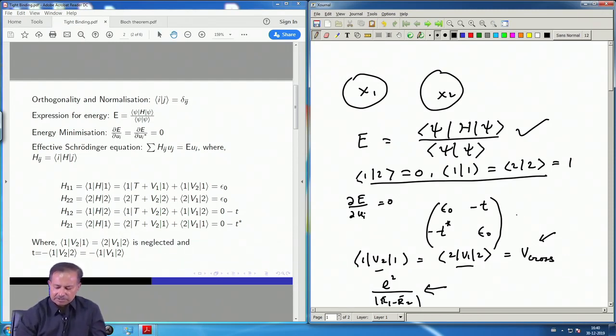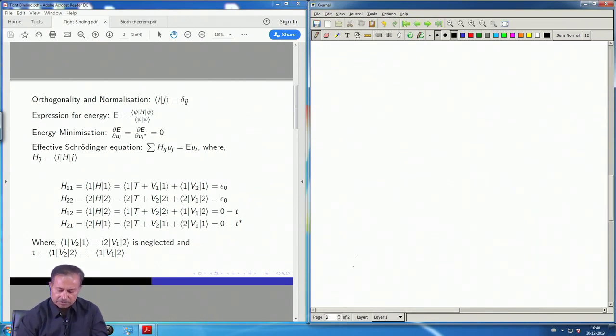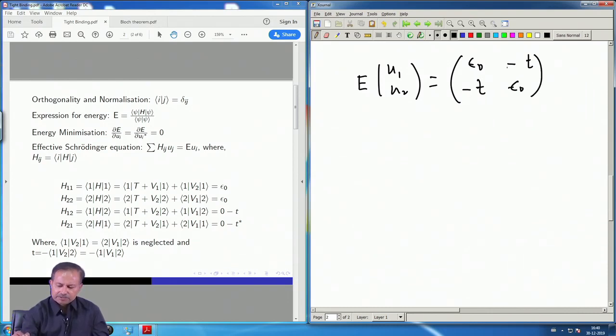Okay, so this is the matrix that we are going to consider. So our equation of motion is basically E times (u1, u2) equal to the matrix with epsilon naught and minus T. This minus is just a convention. Let me take T to be real. This minus is explicitly taken here because in most cases this matrix element T turns out to be negative.